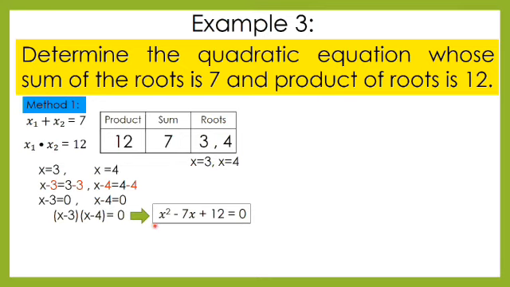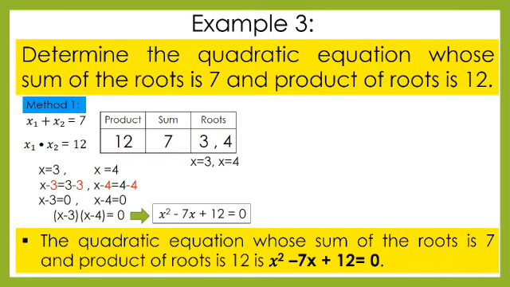This is now the quadratic equation whose sum of the roots is 7 and product of roots is 12: x squared minus 7x plus 12 equals 0. This is now our quadratic equation. Let us check by doing the method 2.